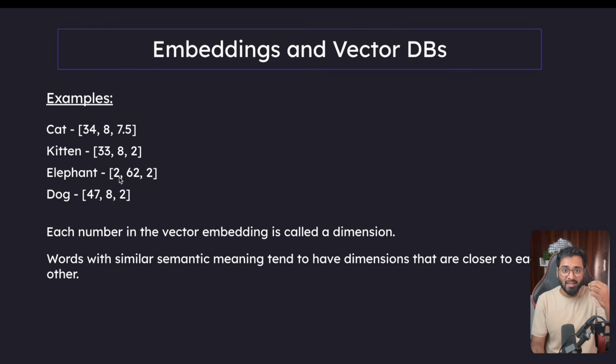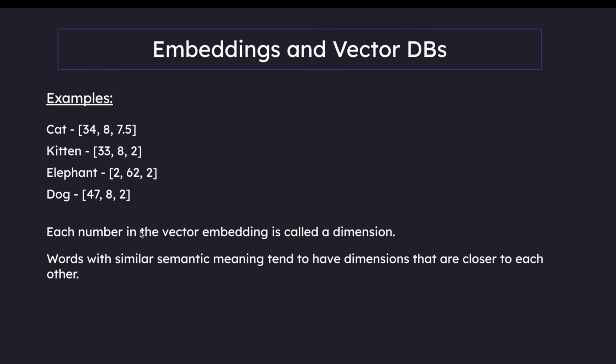Now I hope this is starting to click for you. Maybe the second dimension is how domesticated the animal is. You can see 8 and 8, so cat and kitten are both domesticated. Whereas an elephant could be domesticated as well, but it's a little difficult, so that is why it is 62, which is far away from cat or kitten. That is why we say words with similar semantic meaning tend to have dimensions that are closer to each other.